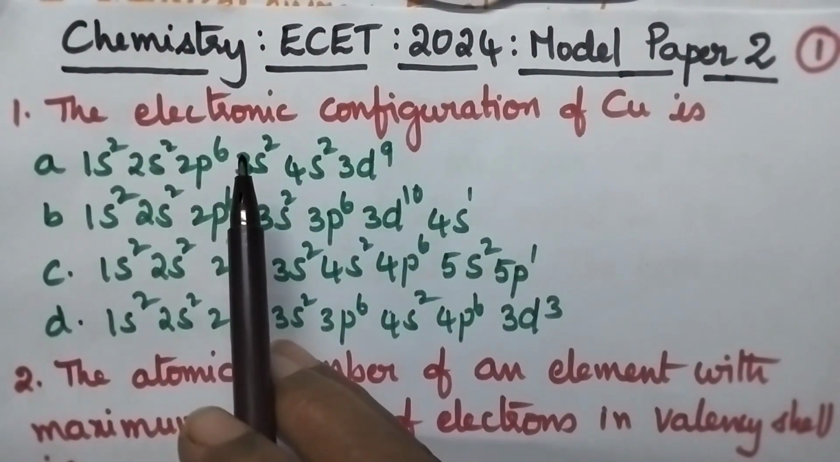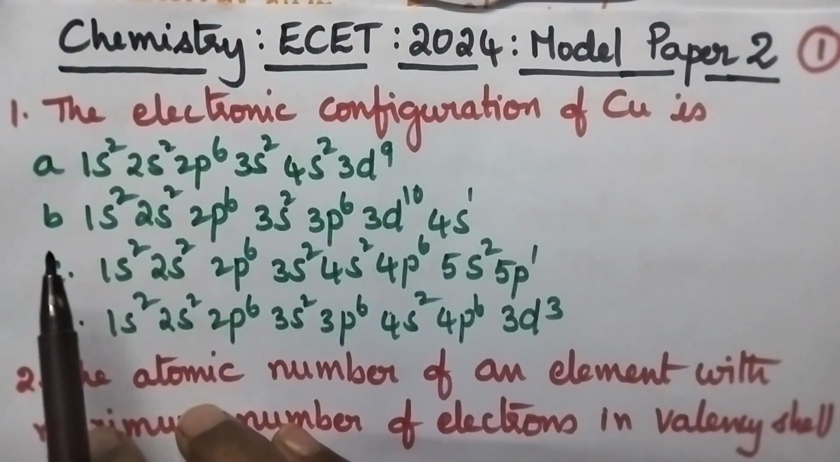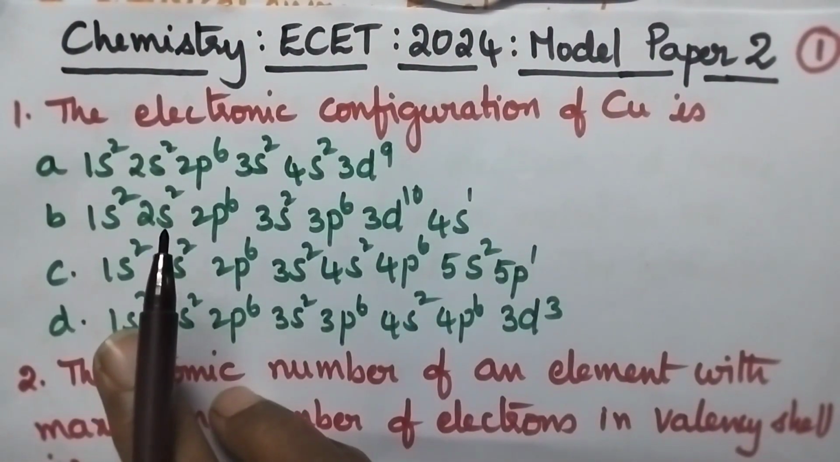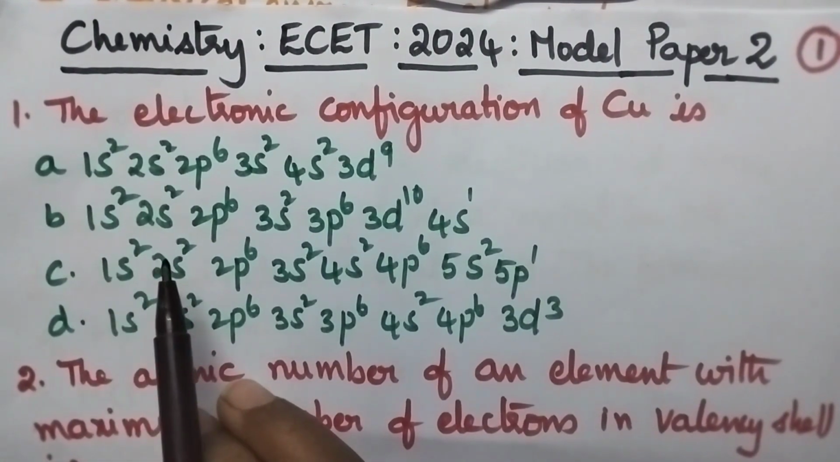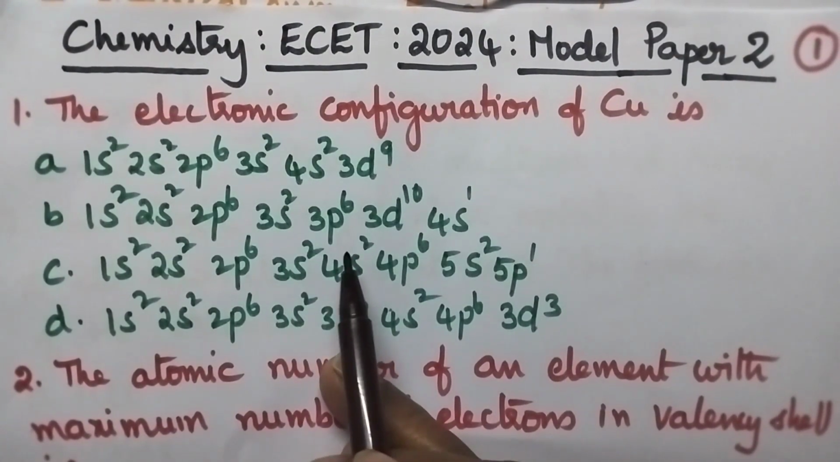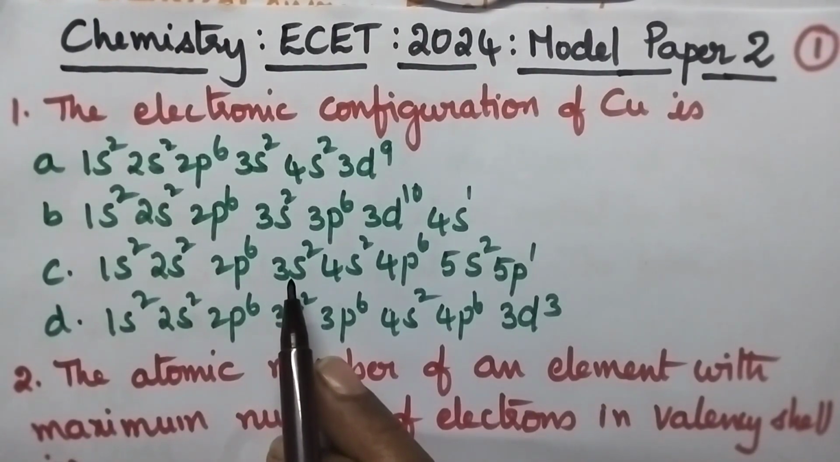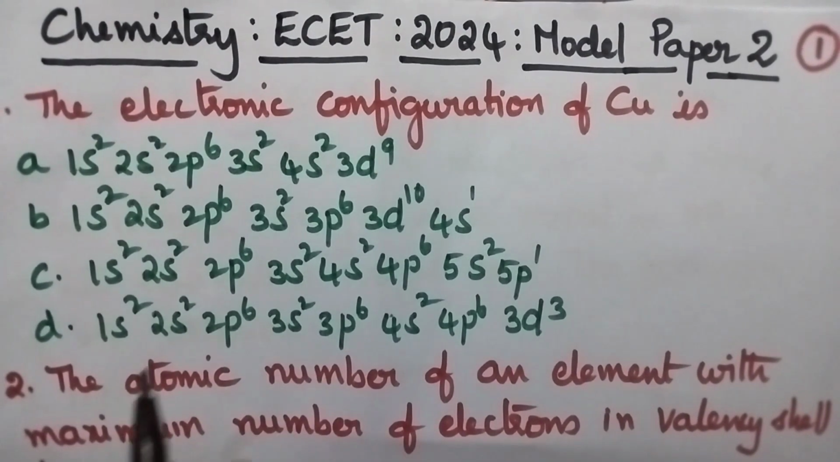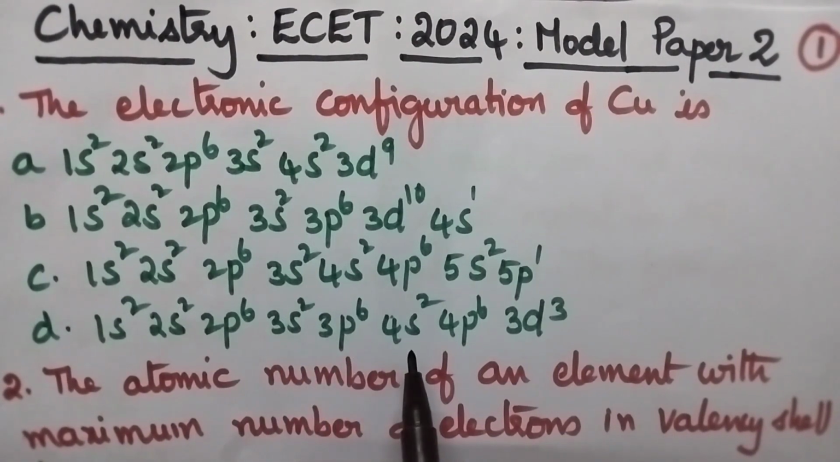First question, the electronic configuration of copper is: option A, 1s2, 2s2, 2p6, 3s2, 4s2, 3d9. Option B, 1s2, 2s2, 2p6, 3s2, 3p6, 3d10 and 4s1. Option C, 1s2, 2s2, 2p6, 3s2, 4s2, 4p6, 5s2, 5p1. Option D, 1s2, 2s2, 2p6, 3s2, 3p6, 4s2, 4p6, 3d3.